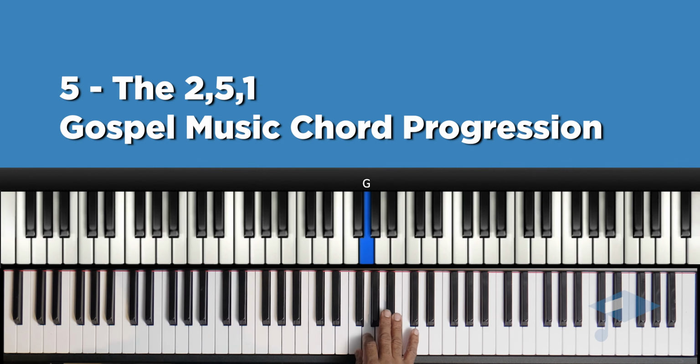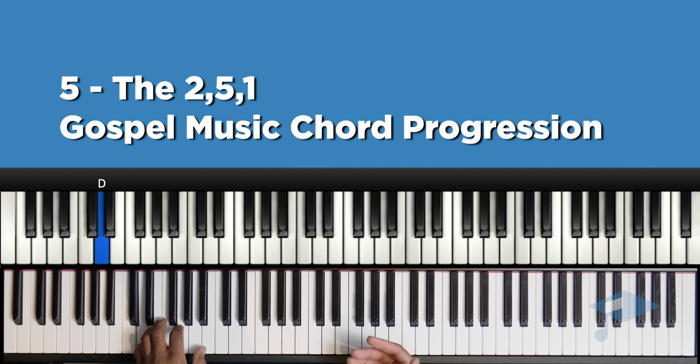So if we play the notes in succession and we're looking at, say, the roots of the chords of the chord progression, 2, 5, 1 would be D is 2, G is 5, and C is 1. But how do we represent that with chords?